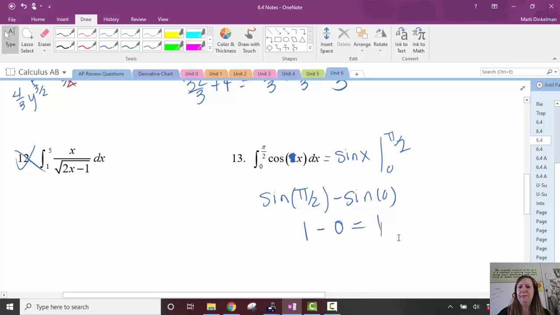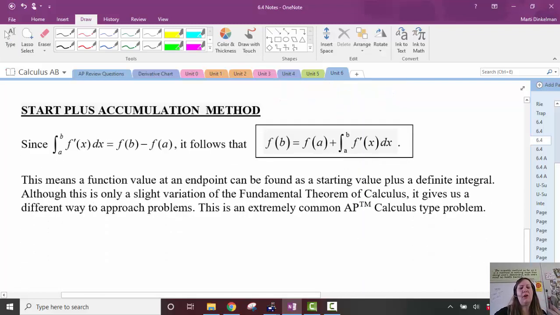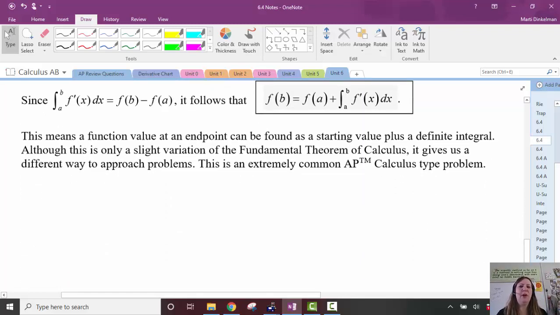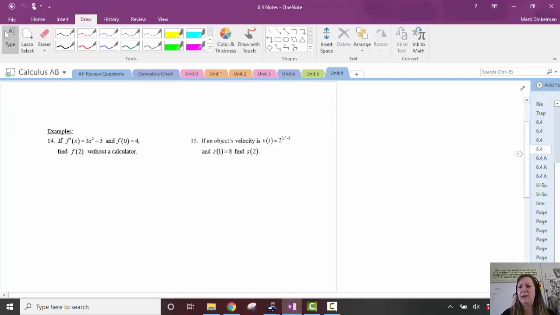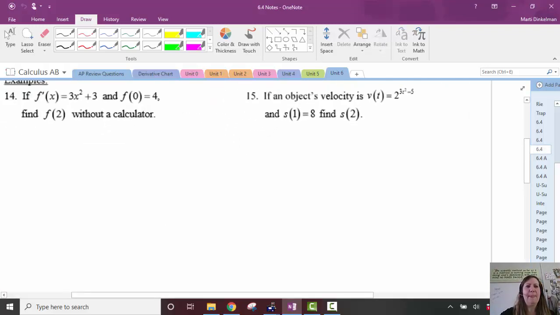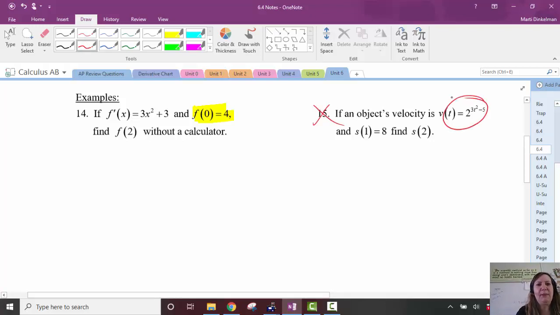Okay, so let me make sure there's not any others there. I didn't think there were. Oh, yes. So sometimes we have problems where they give us a little bit of a start. We started at a particular location. I think we talked about this with our Riemann sums a little bit. But if we basically get a head start, when we find our integral or find our antiderivative, we have to include this fact in there. So we're going to skip 15 just because it has that 2 to the something, by the way.